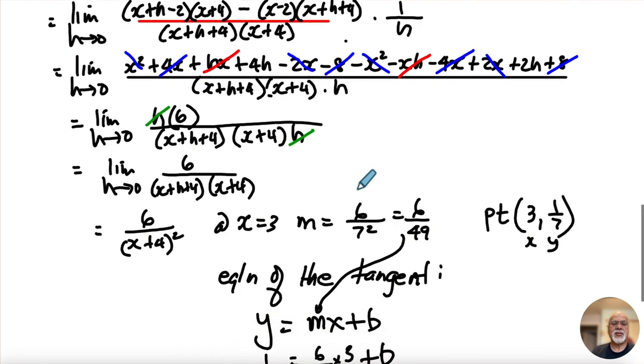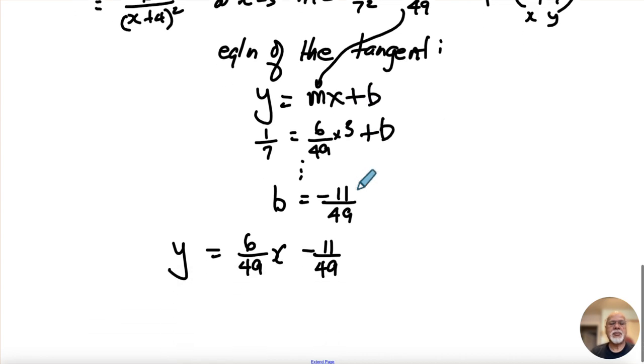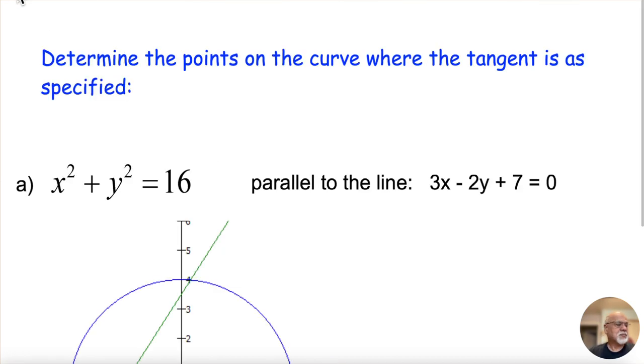Hopefully this makes sense. I know the algebra is messy, but we need to learn how to do this from first principles. Later on, we'll see how we can make this a lot easier once we learn about derivatives. Okay, next.